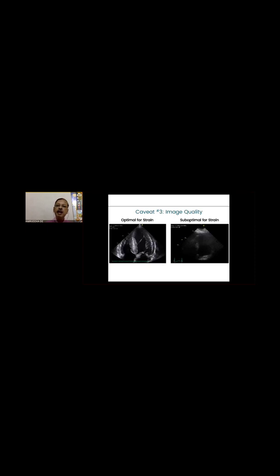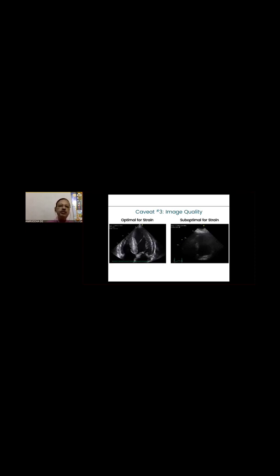There's a lot of controversy about what should be the normal value of GLS in different machines, even in the same machines in a different setup. So what is recommended at the moment? Recommended is that peak GLS in the range of -20% can be expected in a healthy person, and the lower the absolute value of strain is below this value, the more likely it is to be abnormal. So -20%.